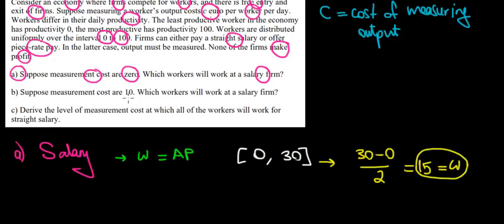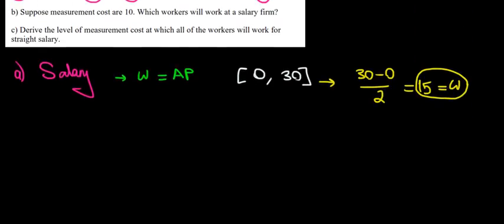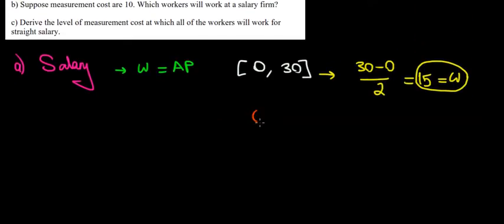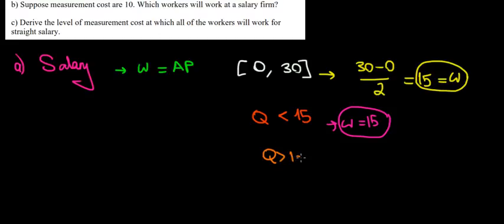Now, who would like to get this fixed salary? Well, of course, the people who produce less than 15 euros, they benefit from it. If the production Q of that individual is less than 15 euros, then he is better off getting a wage of 15. That's more than he actually produces. But all the people who produce more than 15 euros per hour are better off with the piece rate. Because what would be the piece rate? Well, the piece rate would be exactly the amount that they produce.